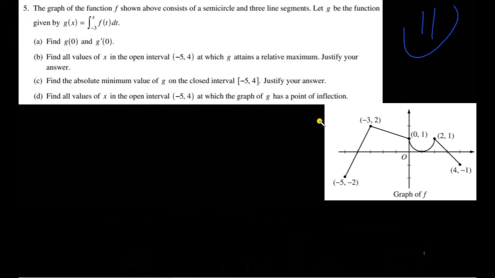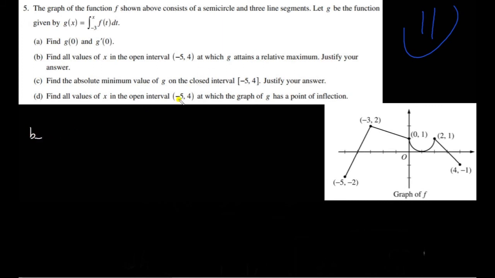I'm going to write down concrete steps where I connect g to something else, and then something else, and then eventually connect it to f. My end goal is connecting g to f, to figure out what I can do with f to tell me when g attains a relative maximum. If that doesn't make sense, I'll show you what I mean in a second.